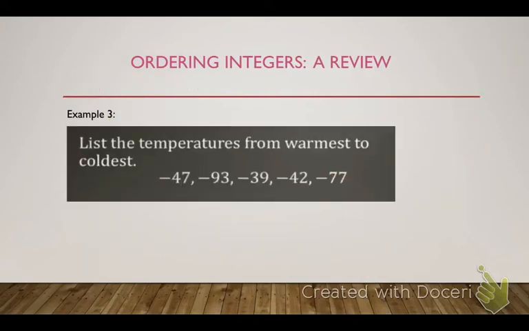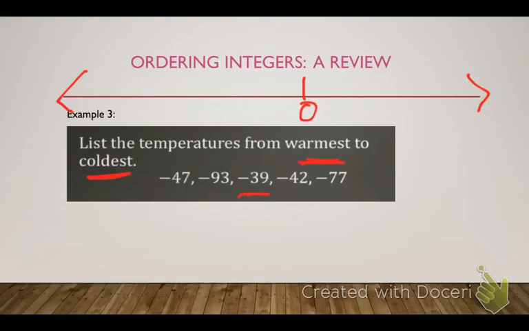Okay, example number 3. Here we go. All right, pen, come on. List the temperatures this time from the warmest to the coldest. All right, number line, here we go again. We got 0, and I want to start with the warmest. But again, I notice they're all negatives. Now the warmest one has to be the one that's closest to 0. And if I think about all these negative numbers, the one that's closest to 0 is -39.